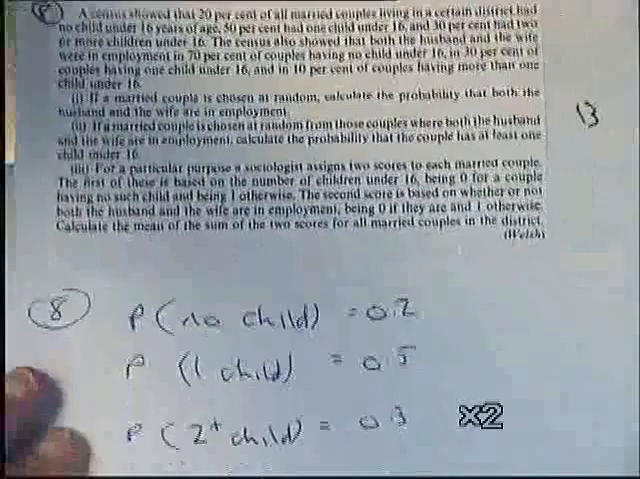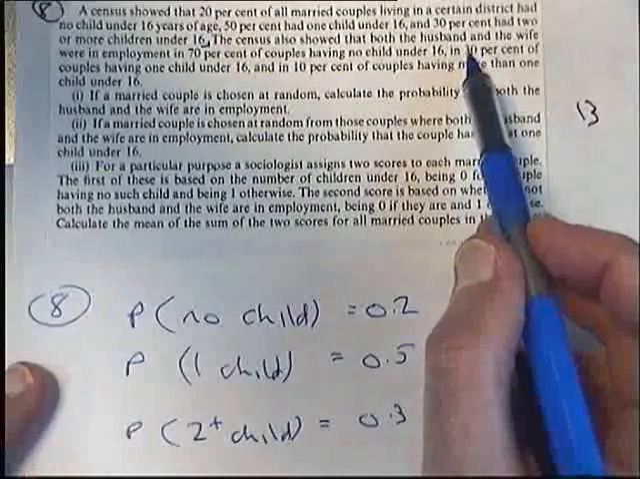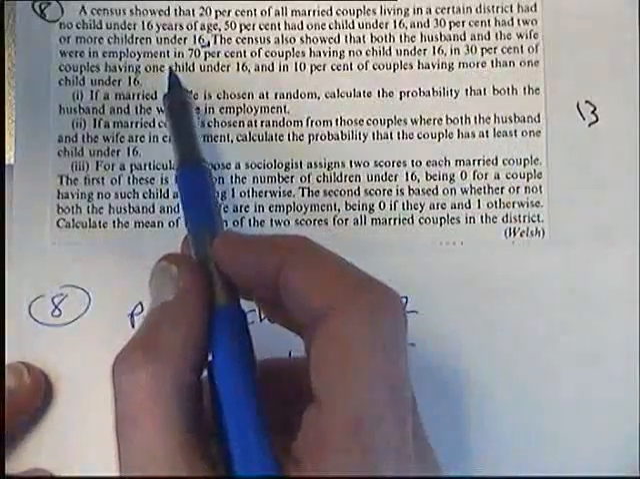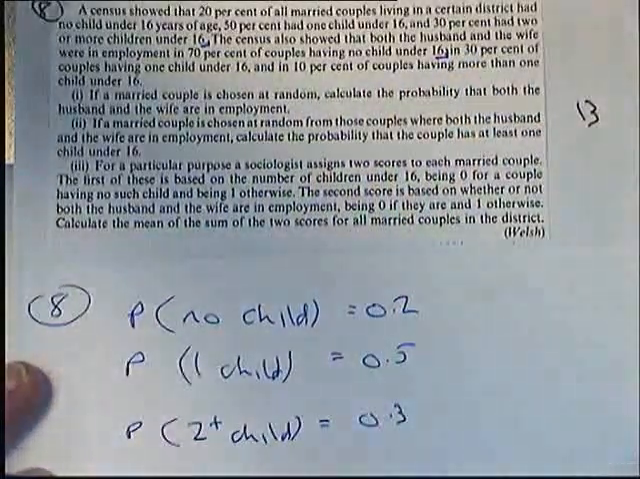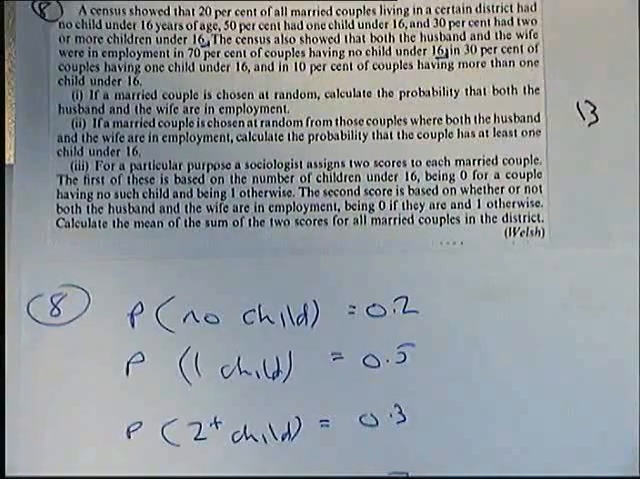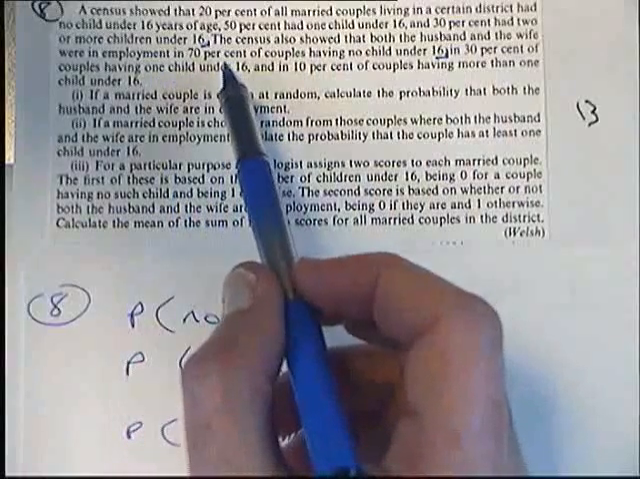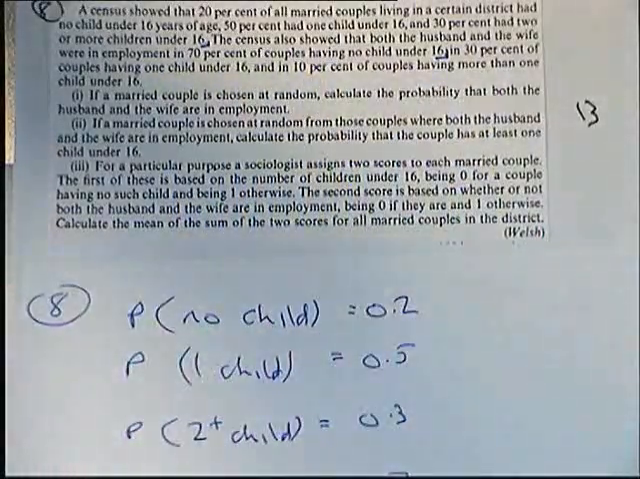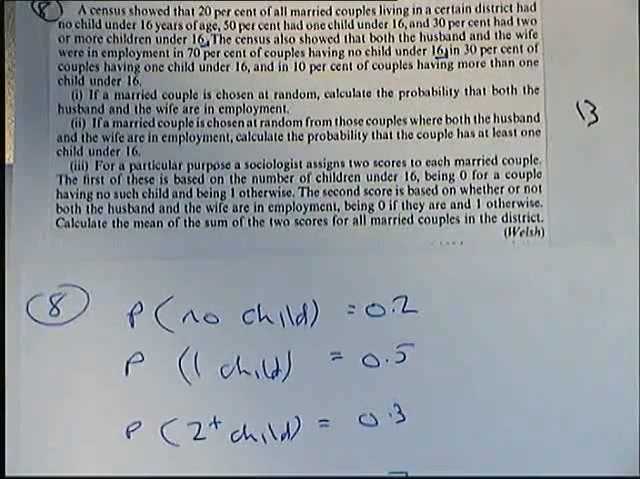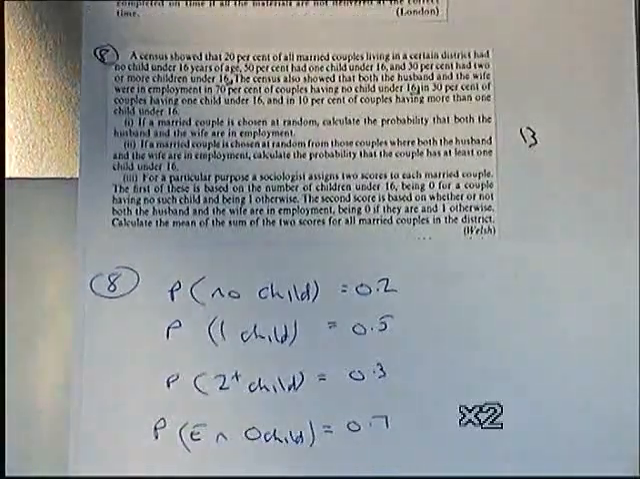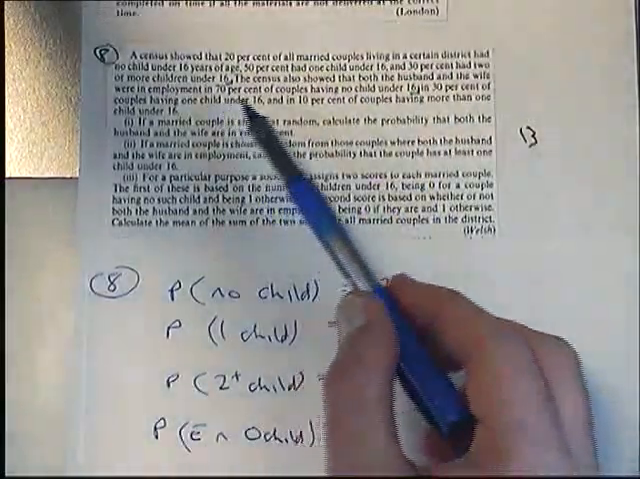So, write this down as we go. We've got up to there. The census also showed that both the husband and the wife were in employment in 70% of couples having no child. So something is equal to 0.7. Let's read that again. The census also showed that both the husband and wife were employed in 70% where there was no child. So that's a probability of employment and no child was 70%. Let's read that again. The husband and wife were employed.